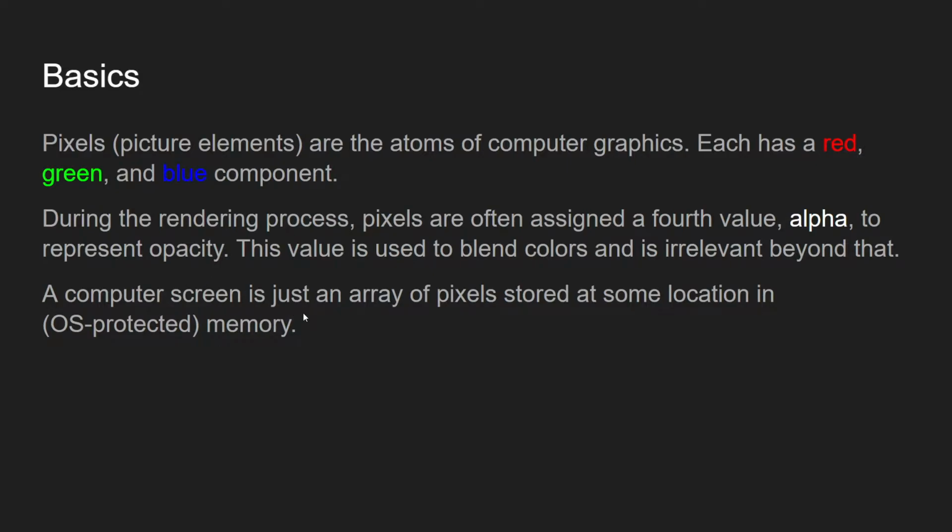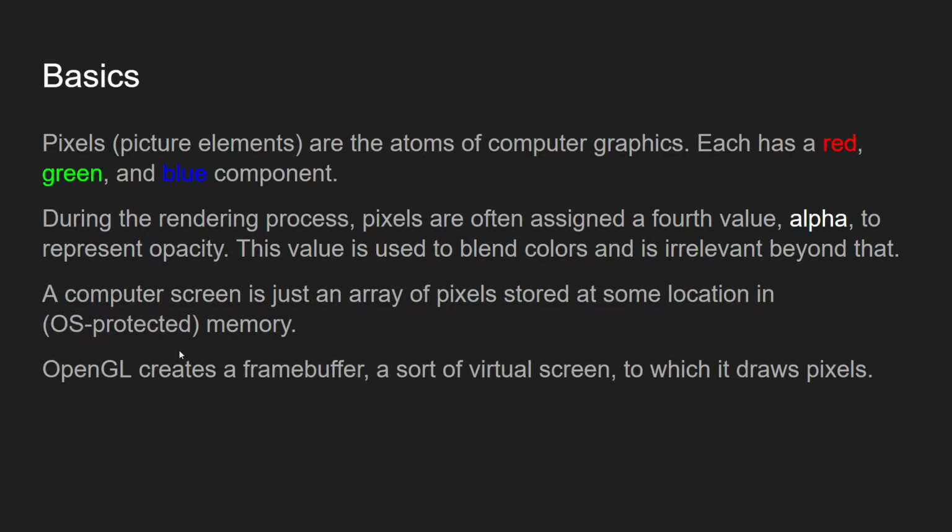in memory, abstractly, is just an array of pixels, and it's stored at some location in memory. That location is OS protected, meaning that you can't just get a pointer to that and go there. Windows won't let you. Mac OS won't let you. But you can access it. You just have to do it through operating system functions. So you don't have direct access to it, but you can write to it, obviously, so that you can change what's displayed on the screen. And that's part of what OpenGL does for us. It handles this part of things, so we don't have to worry about that.